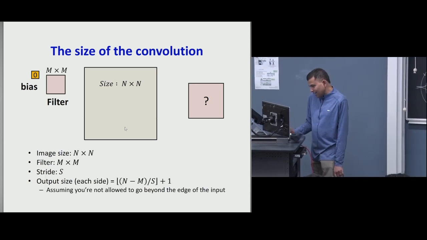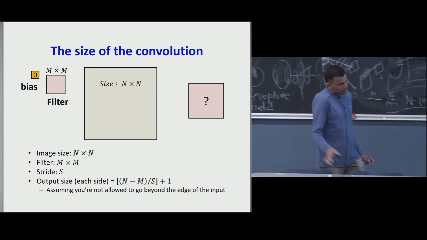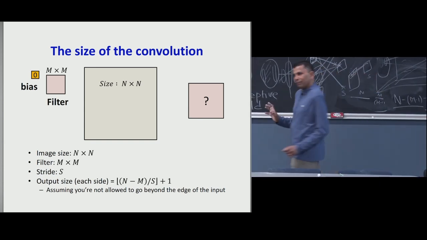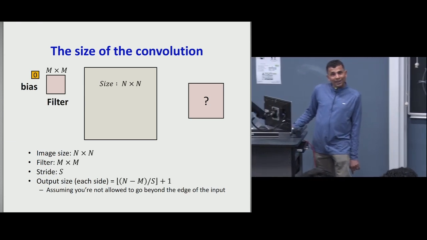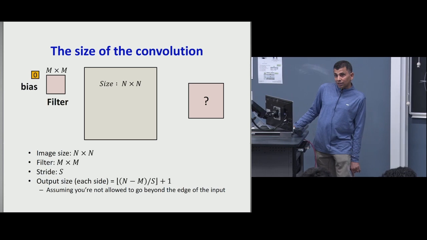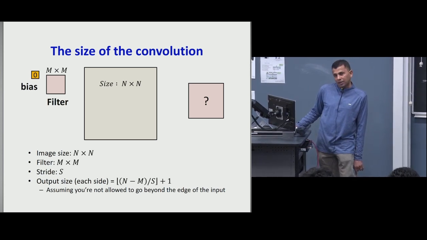Similarly, if I have a stride of S, the resultant value is going to be n minus m over S, floored, plus 1. The numbers themselves are trivial enough for you to work out. The whole point is that this image is going to shrink even if you have a stride of 1. If you have a stride of more than 1, it's going to shrink by a factor.